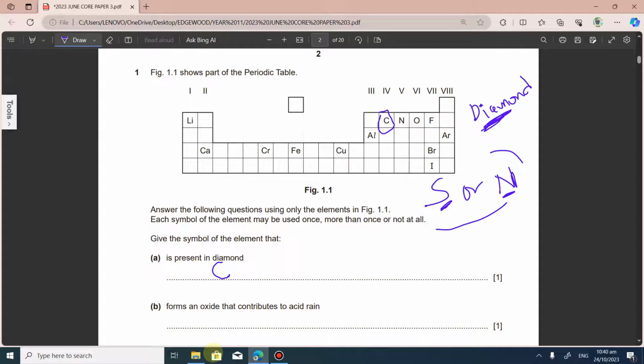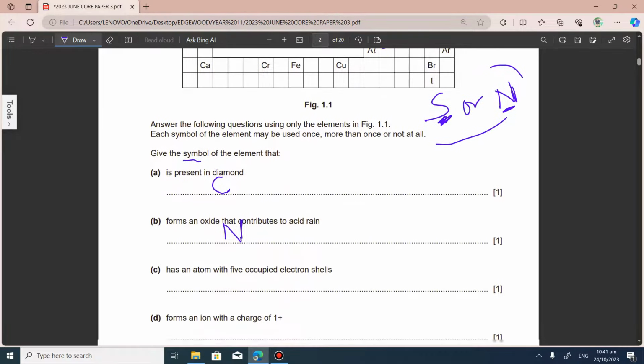So when the oxides of sulfur or the oxides of nitrogen dissolve in water, it will form what we call acid rain. Now if you look at figure 1.1, we do not have sulfur in the figure, but we have nitrogen. So that tells us that the answer in this case should be nitrogen, so just N. Since you're asked to give the symbol, we're using the symbol of the element to give answers to the questions. All right, so let's go to the next question.